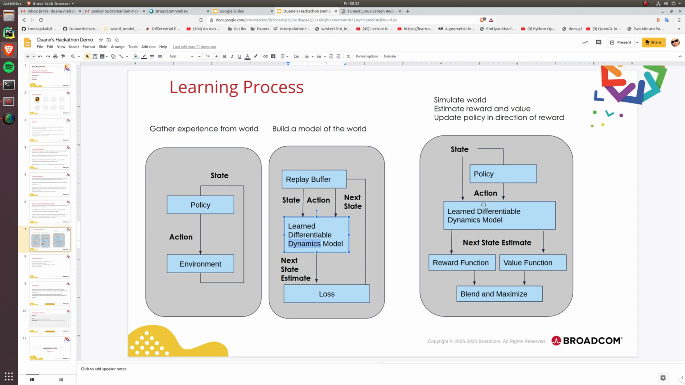And then the whole reinforcement learning loop is trained using this learned differentiable dynamics model. What happens there is you start at some initial state, you run the policy on the model. The model tells you what's going to happen next, and then you have your reward function and your value function to figure out how good your actions are. You blend those together, and then this training process just repeats and repeats and repeats, ultimately updating the weights in this little policy here.